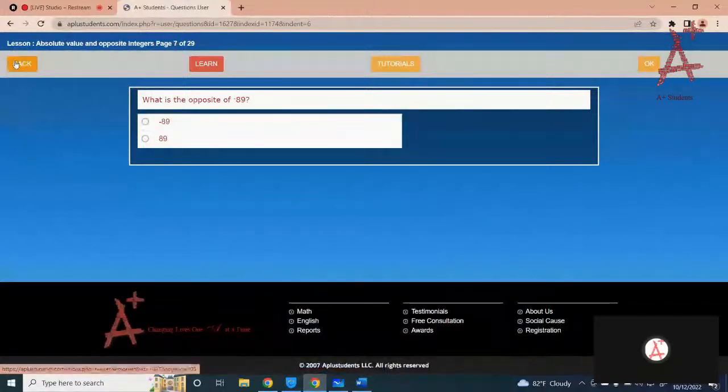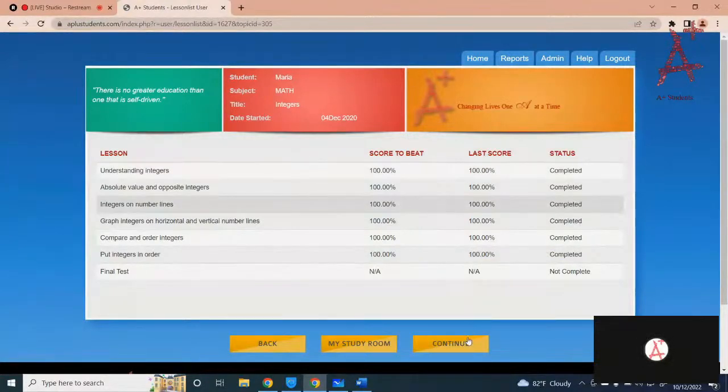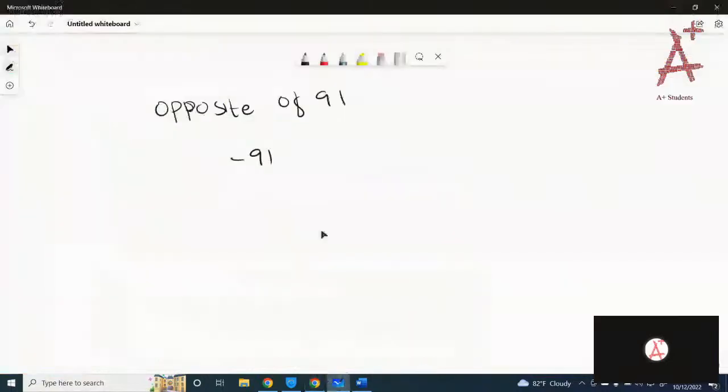Very good. Okay, I'm moving on. You can complete the test by yourself later today. If you have any problem with the topic, you can contact any tutor on the Skype. They are available from Monday to Friday, 5 to 9. Got it? So, we're going to start with integers on the number lines. So, let me explain.